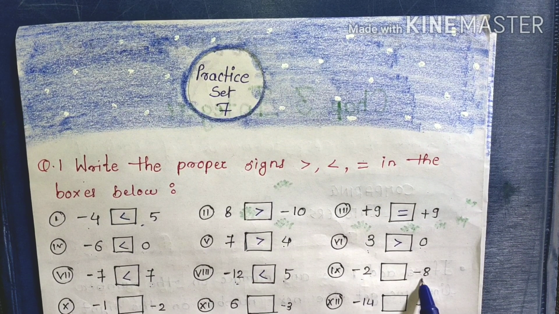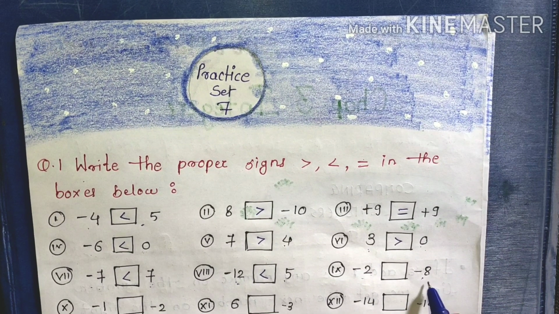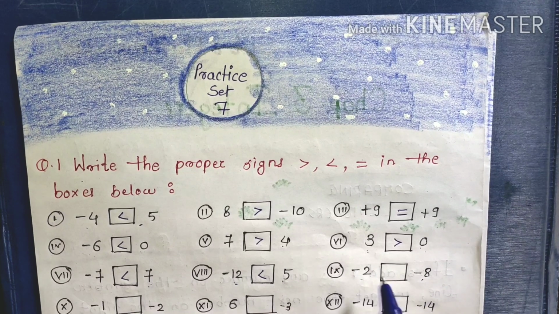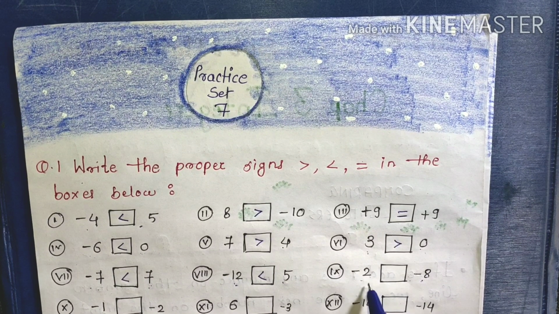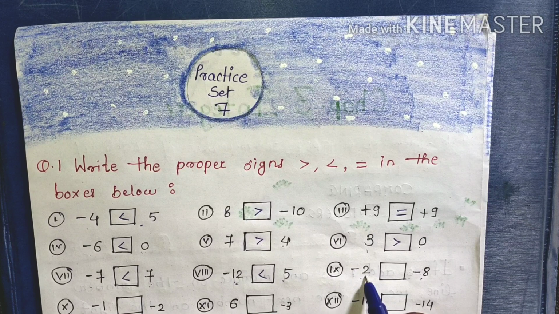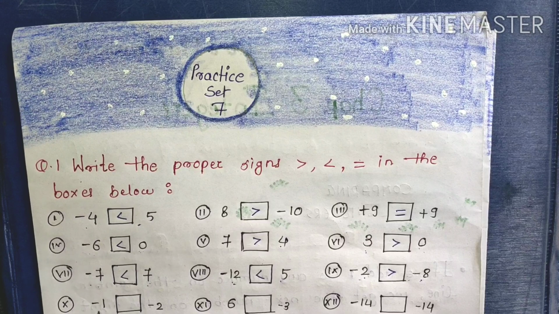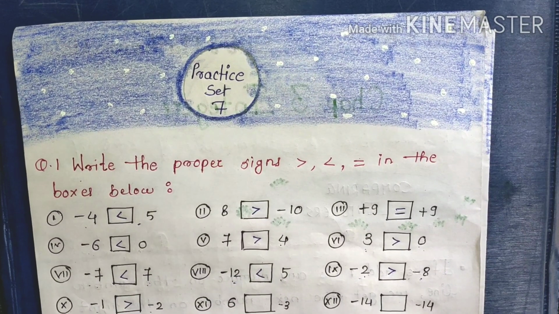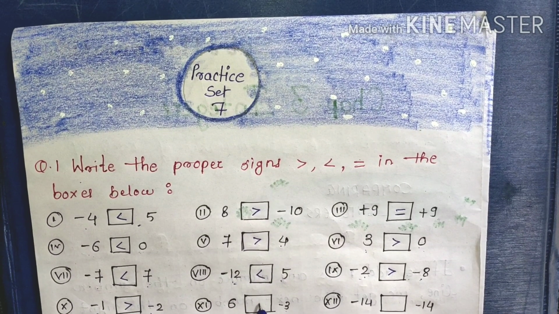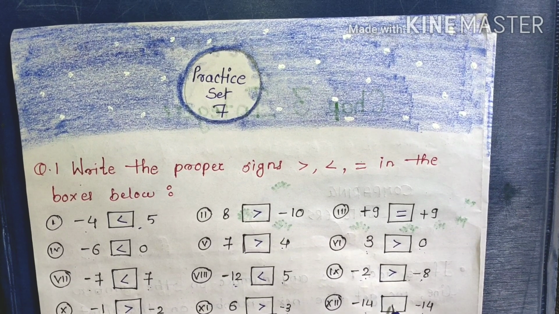Now here we have to write very carefully. By looking at that we feel that -8 is greater, but already as we learned that in case of negative numbers, the numbers which are on the right hand side on the number line, they are always greater. That means -2 is greater. So between -1 and -2, -1 is greater. 6 and -3, 6 is greater. -14 and -14, both are equal.